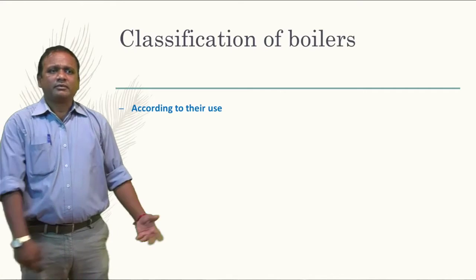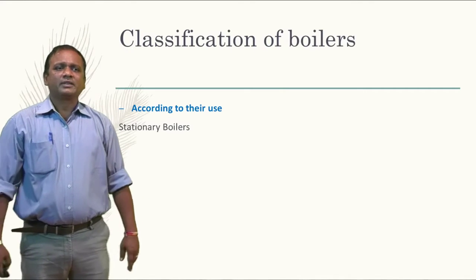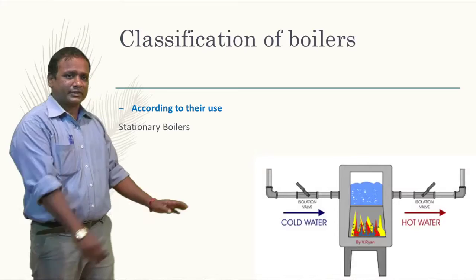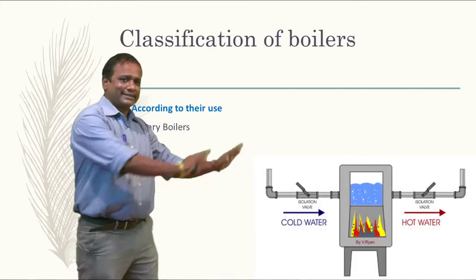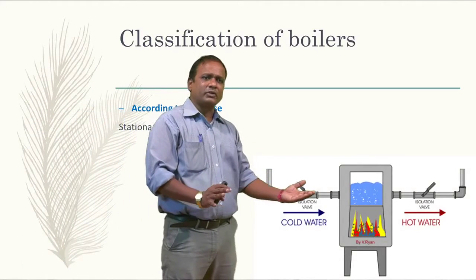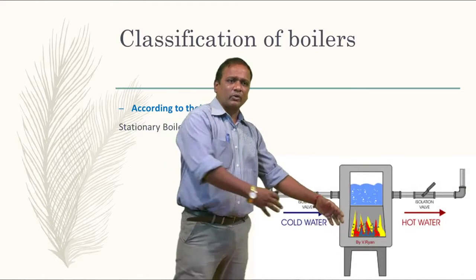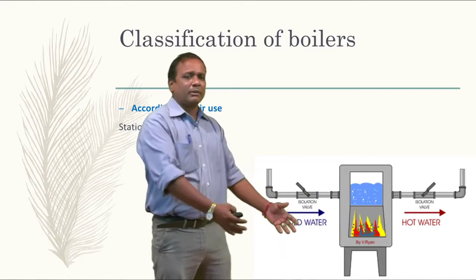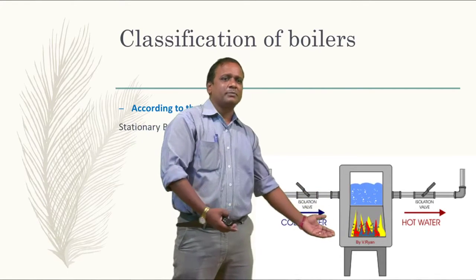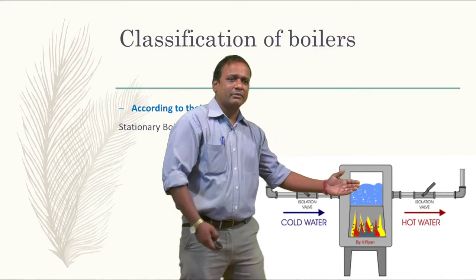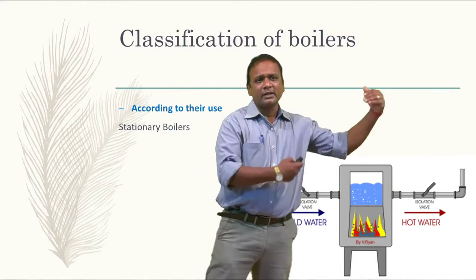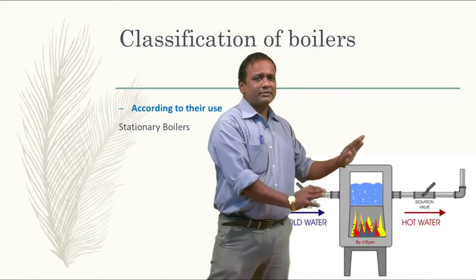Okay. Now next, according to their use. One is the stationary boiler, as you can see here. This boiler can't be moved. It is stationary, where cold water is pumped in. I have a furnace, the place where the combustion takes place and heat is generated. Here the water is converted into steam, and that steam is used for a specific purpose. Here the boilers are stationary.